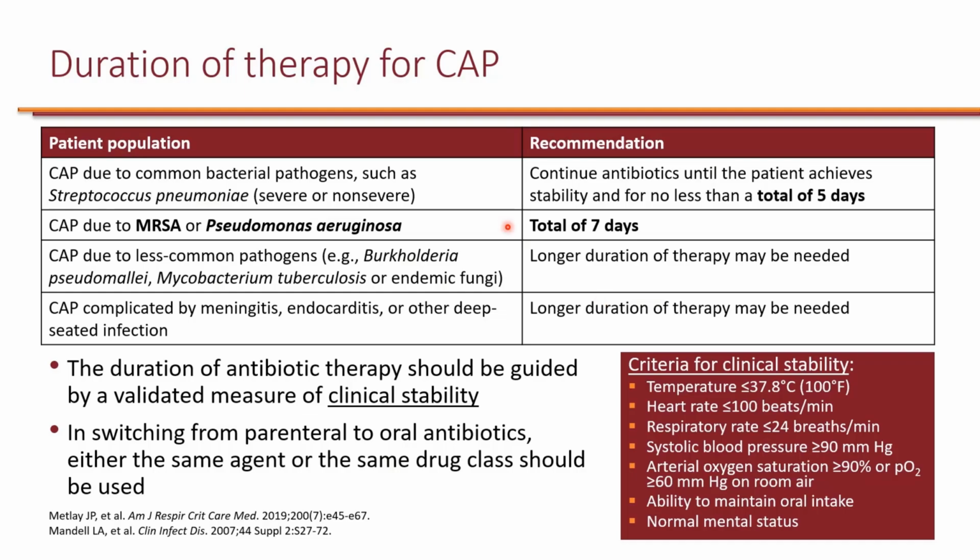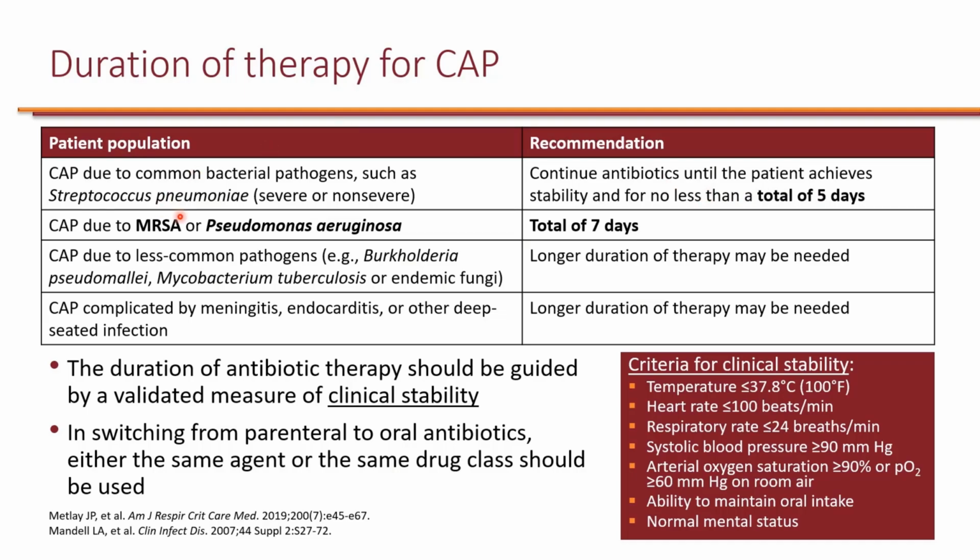So these are the criteria you can use to basically see if the patient is clinically stable. And then, depending on what's causing the pneumonia, in general, pneumonia for the most part will be caused by common bacterial pathogens like Streptococcus pneumoniae. So you continue antibiotics until the patient achieves stability, but no less than 5 days. So if, let's say, after 3 days of antibiotics, the patient is clinically stable, you basically finish 5 days. But if you have finished 5 days and the patient has not achieved clinical stability, then you continue beyond 5 days until you achieve stability in the patient.